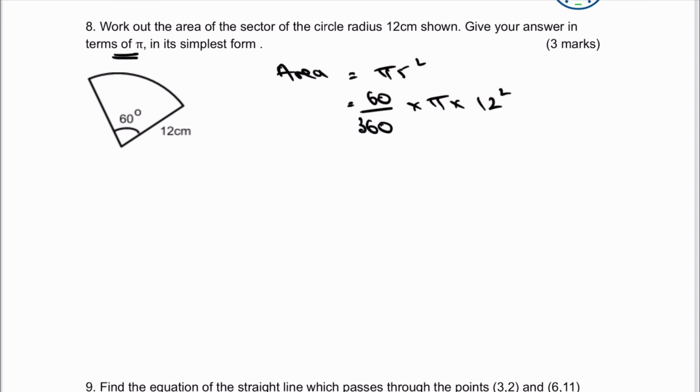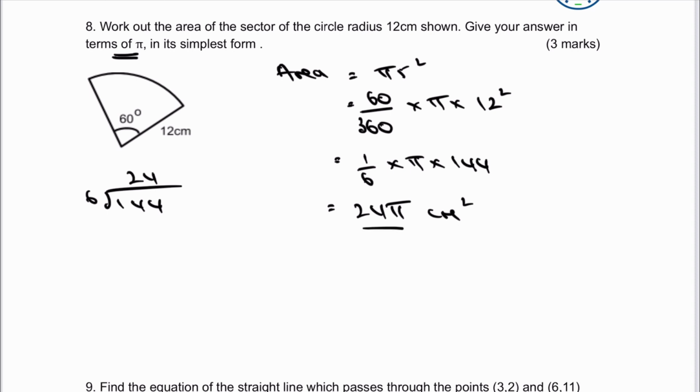Okay, so let's make that a little bit easier to handle. So 60 over 360 is 1/6, multiplied by pi multiplied by 144. So basically I need to know how many 6s there are in 144. Well, there's actually 24 of them, so the answer to this particular question will be 24 pi, and that's going to be centimeters squared. Okay, hopefully that's all right for you.